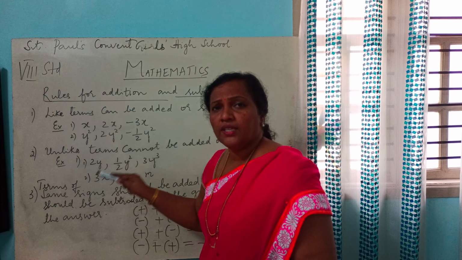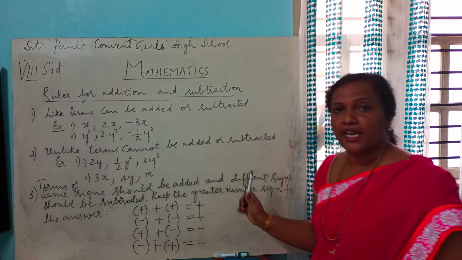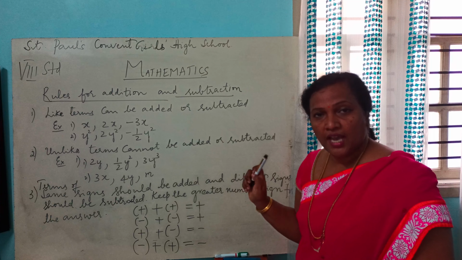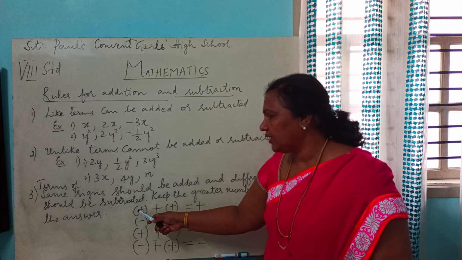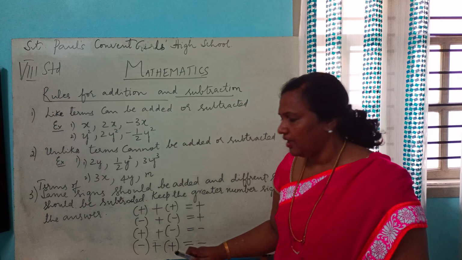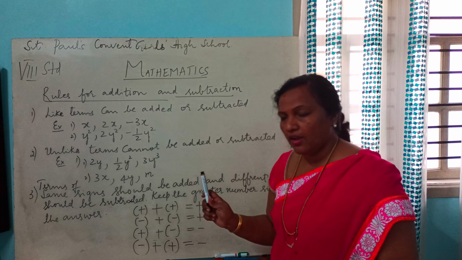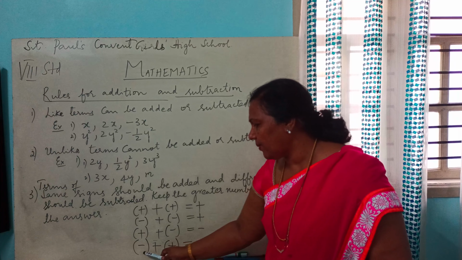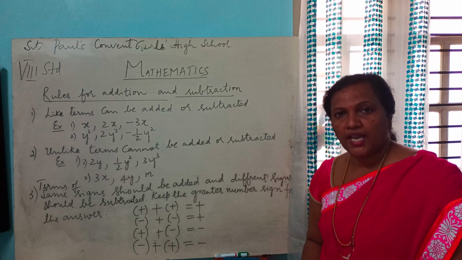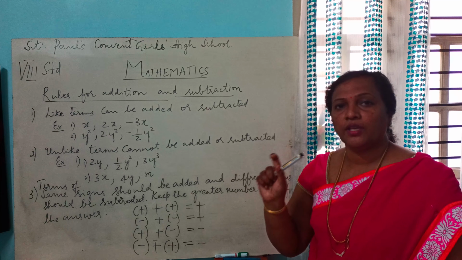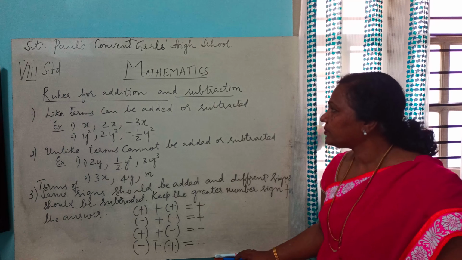Terms having the same signs should be added and terms having different signs should be subtracted. But for the answer, always keep the greater number's sign. If you have terms with plus and plus, you have to add. If you have minus and minus, you have to add. But if you have plus and minus, different signs, you are supposed to subtract. But for the answer, whatever it is, you keep the greater number's sign. I will give you some more examples.